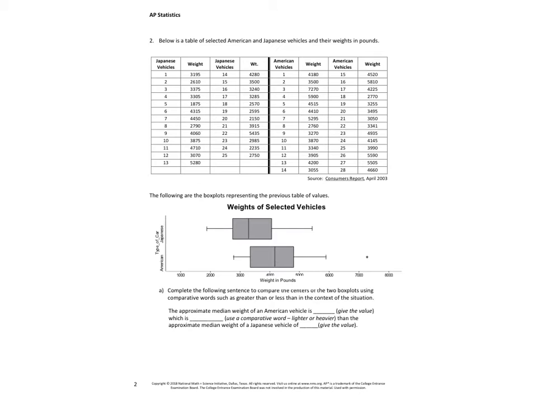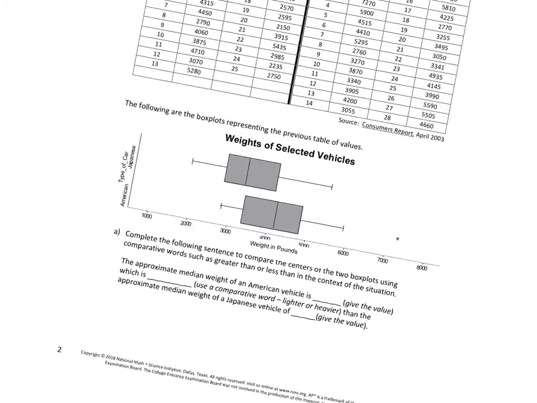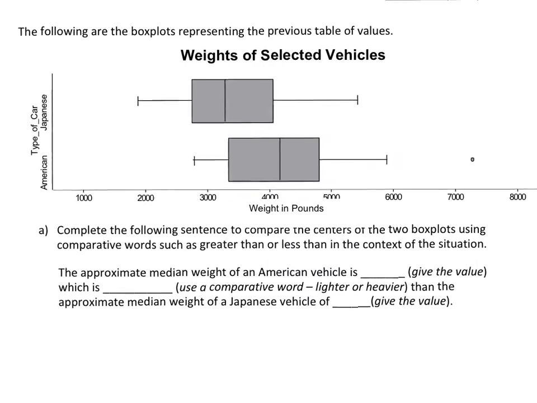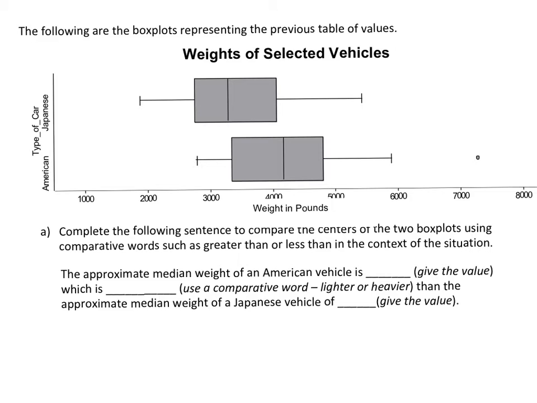So we need to go back in and look at some ways to do so. Note we have our box plots here, and we're just going to fill in the blanks for these statements. Complete the following sentence to compare the centers of the two box plots using comparative words such as greater than or less than in the context of the situation. This is critical. The approximate median weight of an American vehicle is, see how it says give the value.